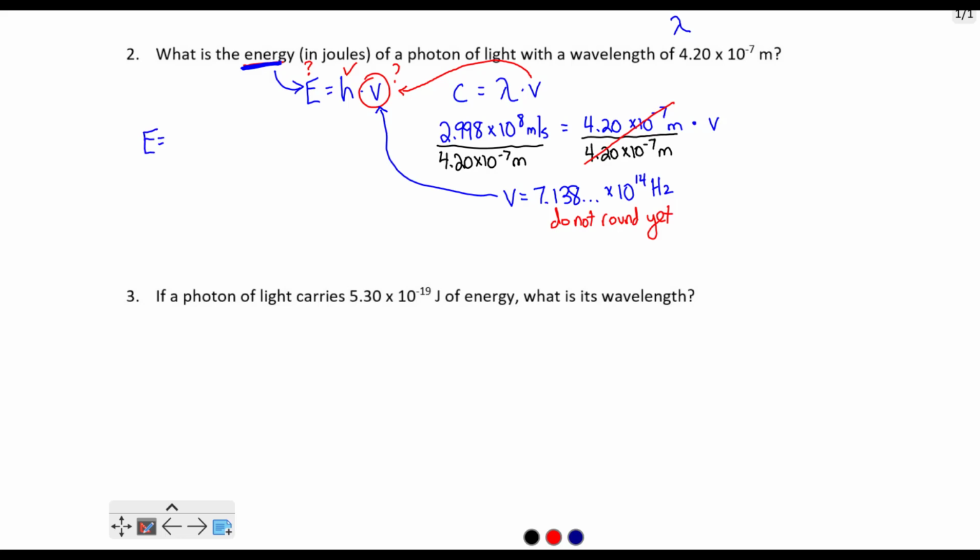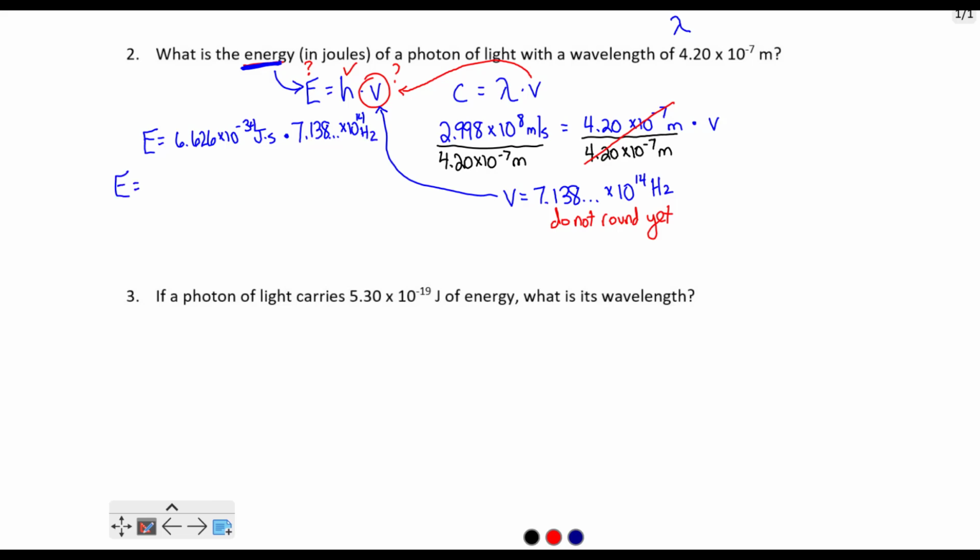Energy is equal to Planck's constant, and we said that was 6.626 times 10 to the negative 34th joules times seconds. And so now we're going to multiply that by the frequency, and that's the 7.138, and I'm going to plug in all those numbers on the calculator. I have not gotten rid of them. That's 10 to the 14th hertz.